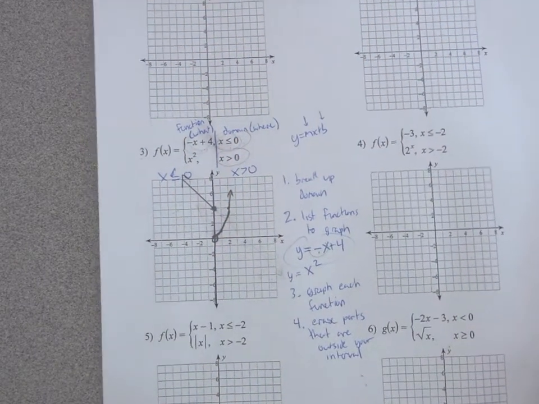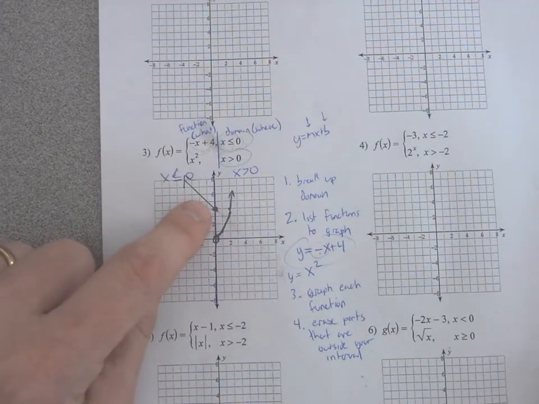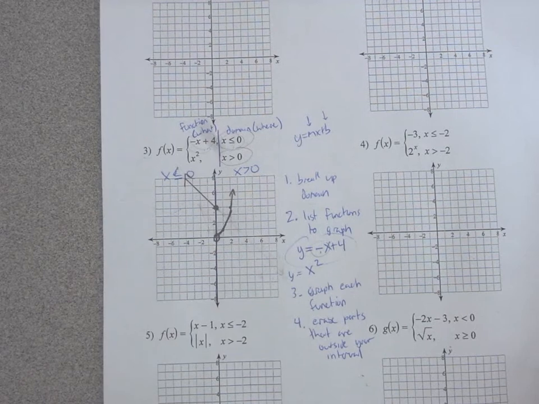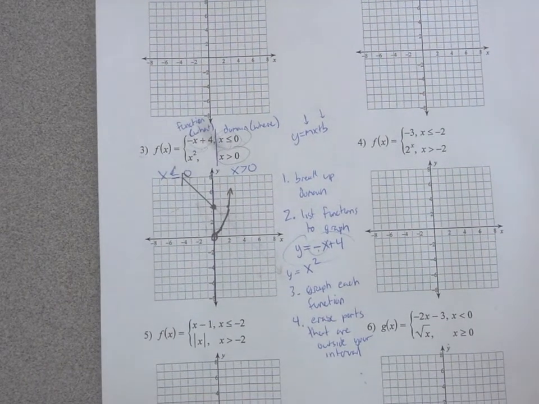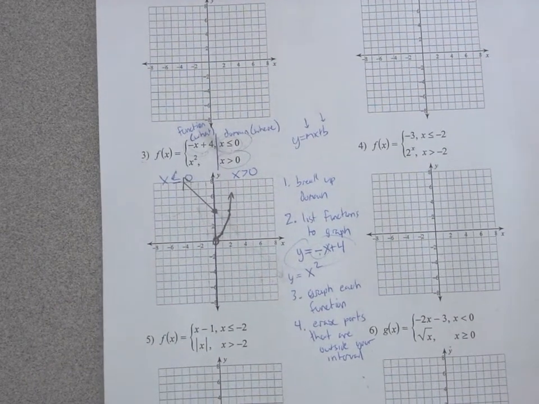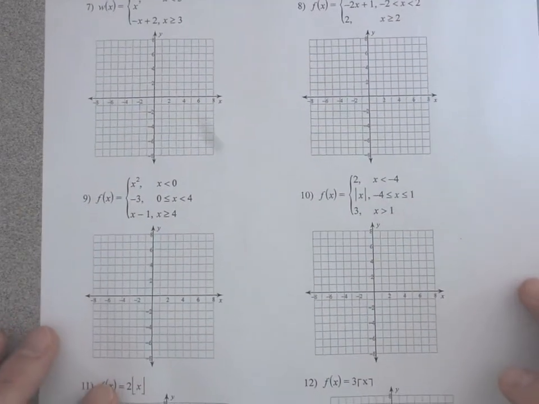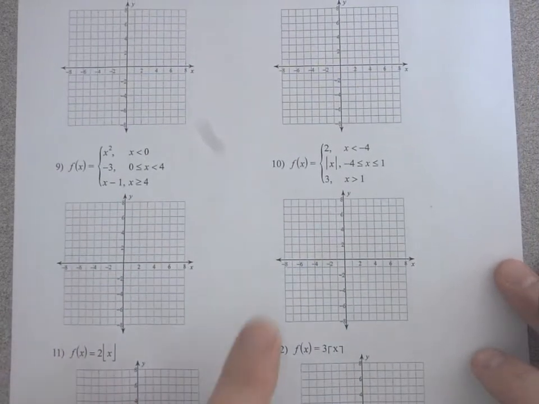Okay, so that's a piecewise function. It's defined as a linear function on the left-hand side, and it's defined as a quadratic function on the right-hand side. Okay, let's look at another one here. Let's take a look at maybe one of the ones that has 3 different sections. Okay, so number 10.